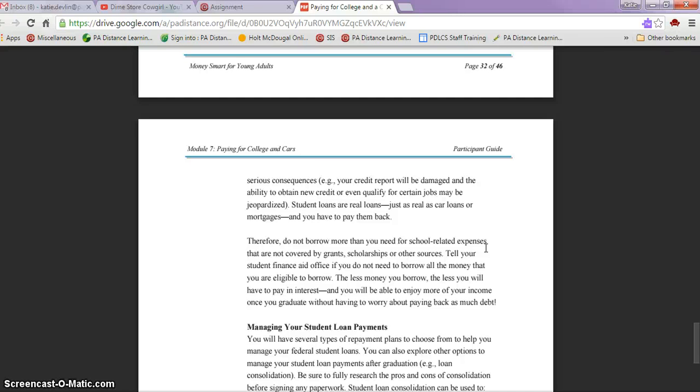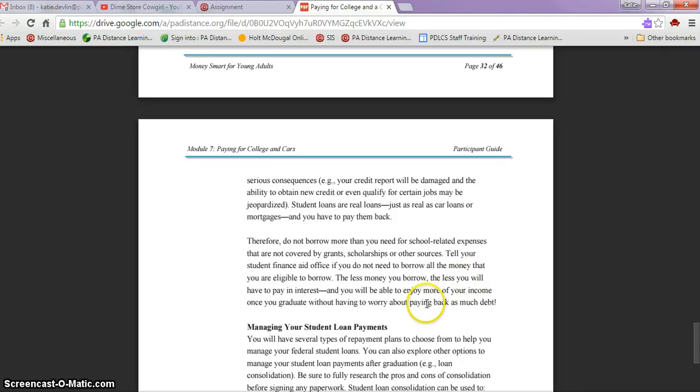Therefore, do not borrow more than you need for school-related expenses that are not covered by grants, scholarships, or other sources. Tell your student financial aid office if you do not need to borrow all the money that you are eligible to borrow. The less money you borrow, the less you will have to pay in interest, and you'll be able to enjoy more of your income once you graduate without having to worry about paying back as much debt.